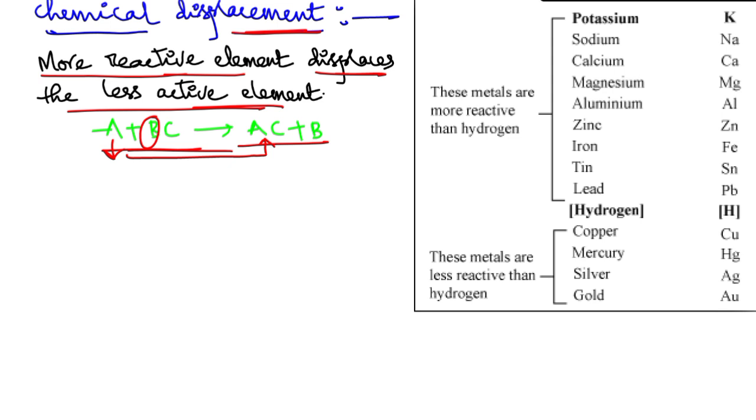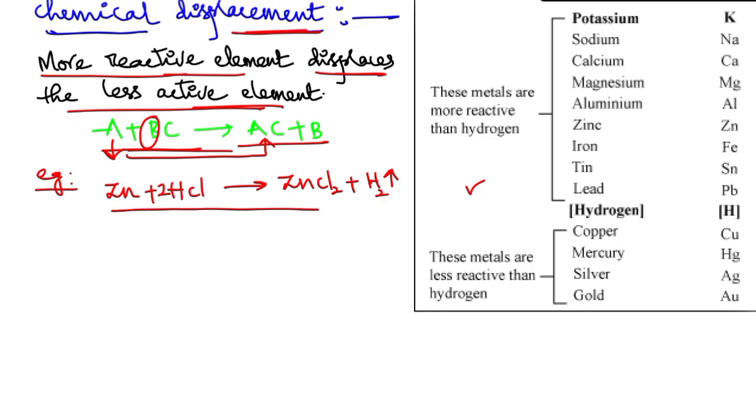Here this is the activity series. I will explain it taking an example. When zinc reacts with HCl, the products are zinc chloride plus hydrogen. As hydrogen is a gas, it should be represented like this. This is the balanced equation. Here in the activity series, zinc is here and hydrogen is here. The top one is more active and the activity will decrease from top to bottom.